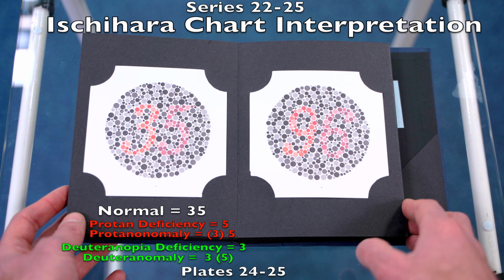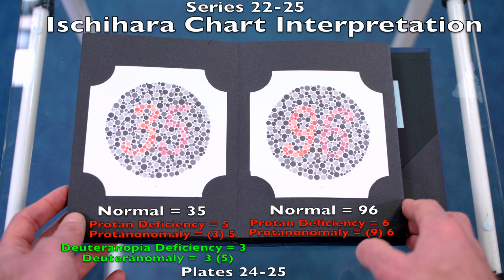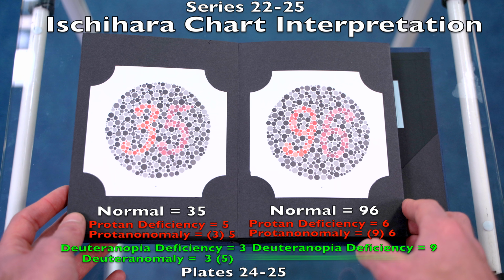Our final plate there, plate 25, a number 96 would be seen with normal vision. Our strong red deficiency would show 6, and our mild red deficiency would show a weak 9 and a strong 6. Our strong green colour deficiency would show 9, and our mild green colour deficiency would show 9 with a weak 6. Well, that's completed the Ishihara chart.